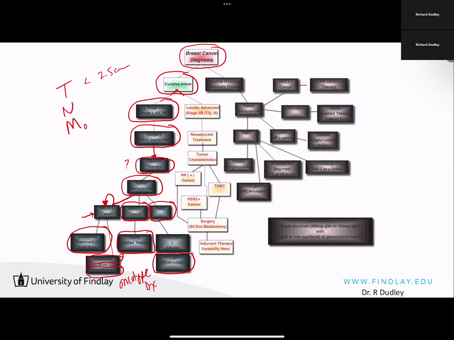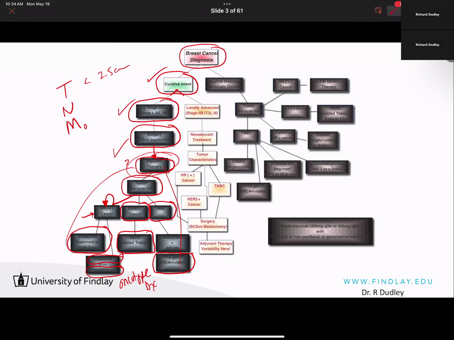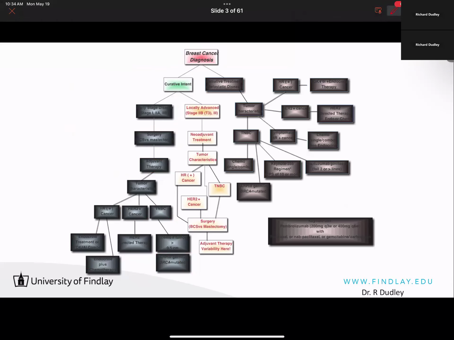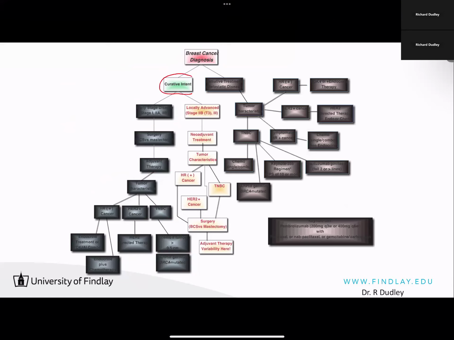Okay, so again, curative intent, early stage disease, surgical procedure, and then adjuvant therapy based on the characteristics of the tumor. Keep in mind, too, we also pay attention to the patient. Curative intent with a locally advanced cancer. Locally advanced means a larger tumor or regional nodal involvement, like N1 disease, where there's 1 to 3 nodes involved, or N2 disease, where there might actually be a little bit more nodal involvement.